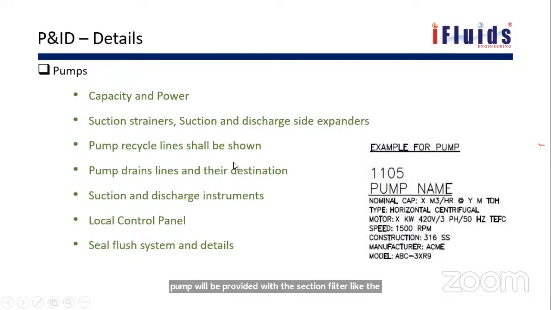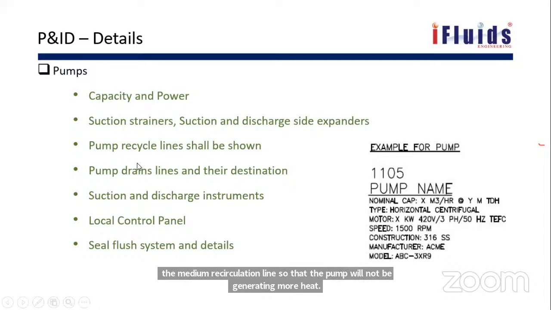And then the pump recycle line. Similarly, if there is no flow and we want to run the pump without stopping, we can run the pump with a minimum recirculation line, so that the pump will not generate more heat, which would lead to cavitation.